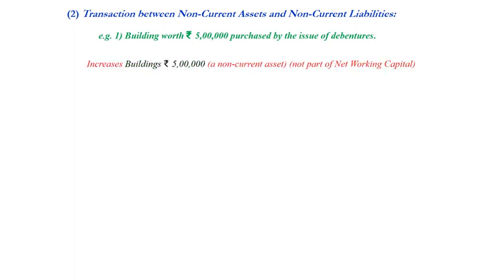Second one, transactions between non-current assets and non-current liabilities. Example, buildings worth rupees 5 lakhs purchased by issue of debentures. Here, both are not concerned with working capital. Buildings increase, a non-current asset, no part of net working capital. Debentures increase by rupees 5 lakhs. So no part of working capital.